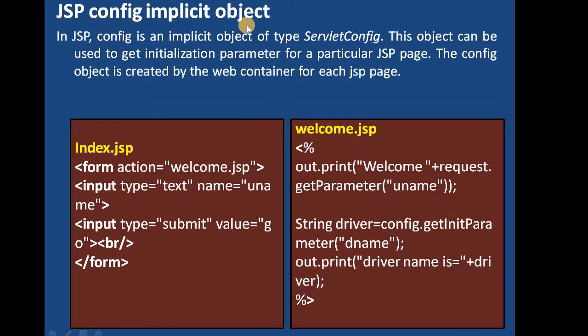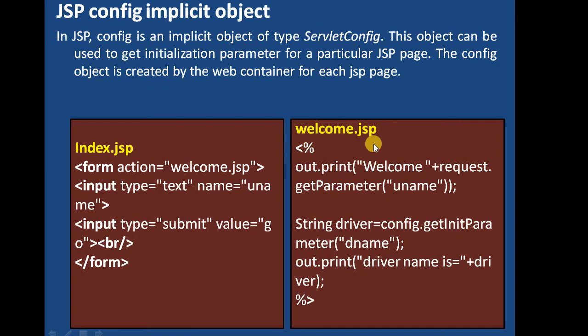Next is the config implicit object. It is an implicit object of type ServletConfig. This object can be used to get initialization parameters for a particular JSP page. The config object is created by the web container for each JSP page. In the same way, we have index.jsp where we have a form, one component for the user as a text box to input some information, and one button to trigger the action by the user.